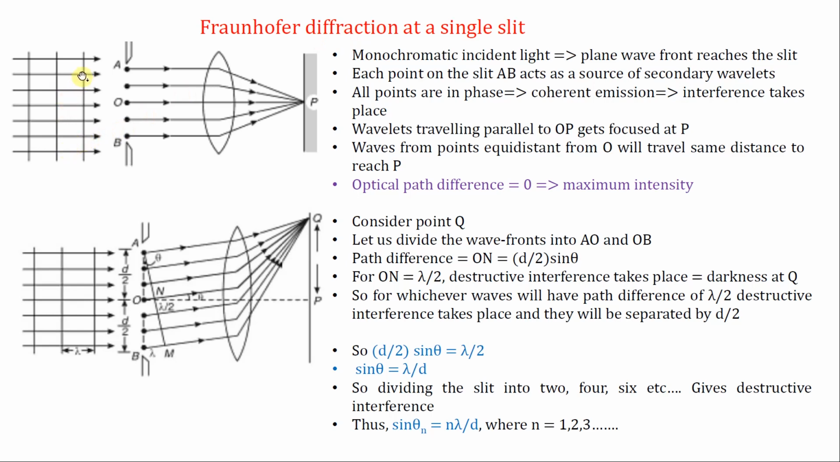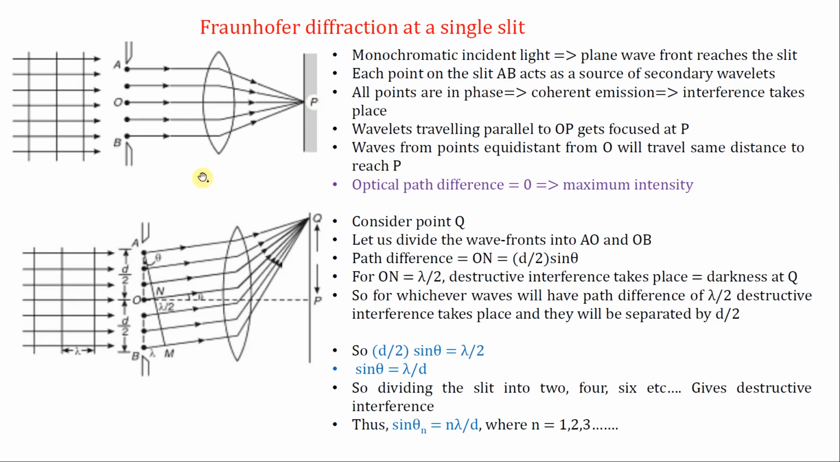So let's consider monochromatic incident light so that we get plane waves being incident on the slit. So this is a slit A to B. This is the slit. O is the center of the slit. You have a screen here and P is the central point on the screen.